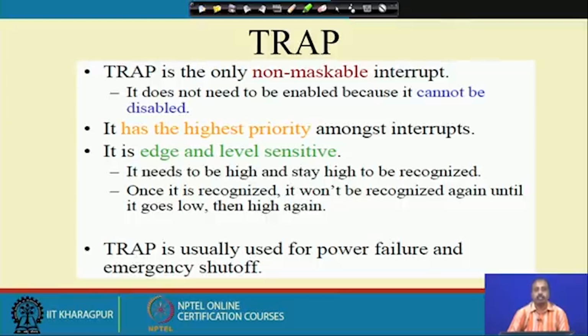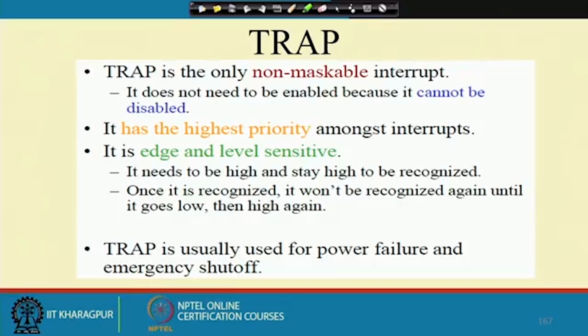So, even if some other interrupt has occurred and we are in the ISR, even if that EI instruction is not yet executed, if there is an interrupt on the trap line, it will be sensed by the microprocessor and it will go into the processing of it. So, that makes it a very useful interrupt for handling critical situations. Second important point to note is that it is usually used for power failure, emergency shut off. So, for this type of applications, this trap interrupt is used.